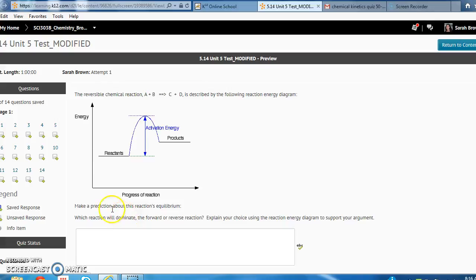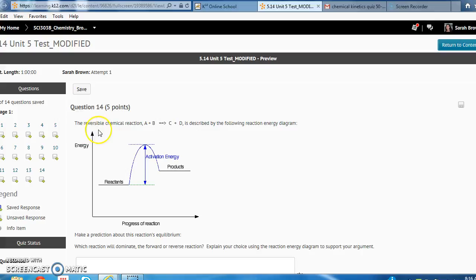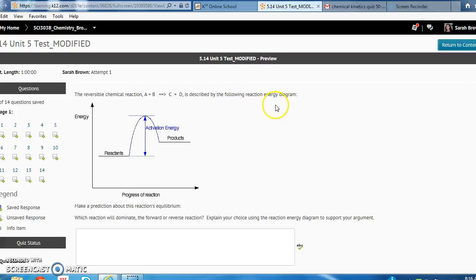And question 14, which is a long answer question. The reversible chemical reaction A plus B yields C plus D is described by the following reaction energy diagram right here. You have energy on the y-axis, progress of the reaction or time on the x-axis. Reactants are here, this is the activation energy, and then the products are here.